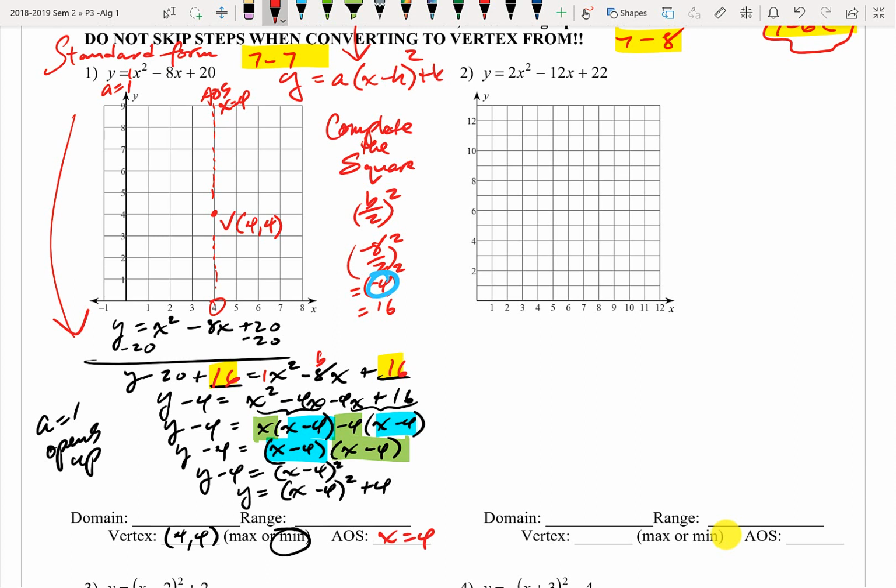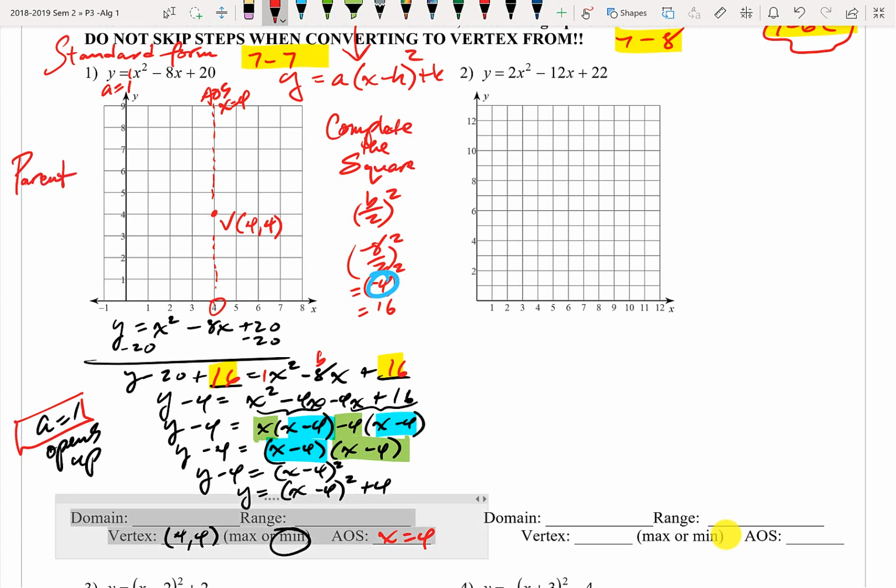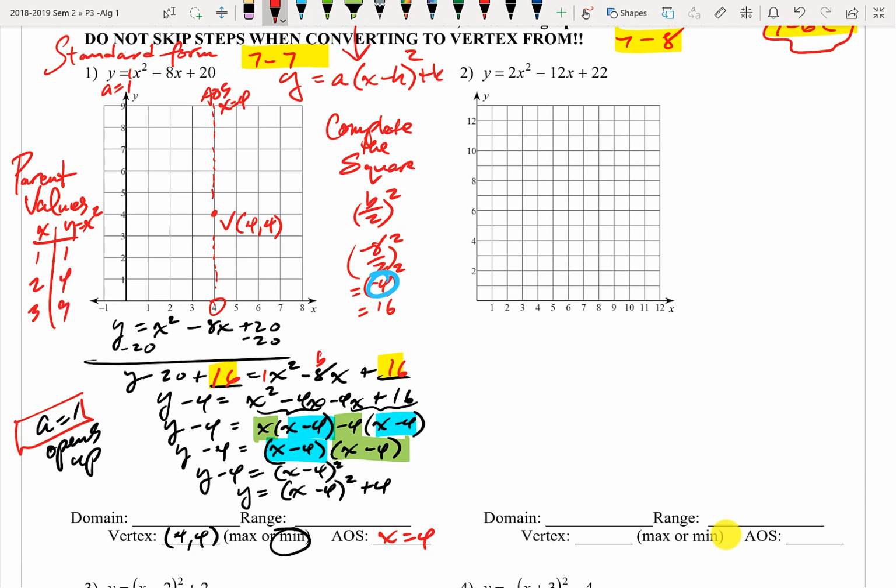And then use your parent values for a equals 1. The parent values, for the parent function a equals 1x squared, look like this. So we have 1, 2, 3. The parent function is y equals x squared, so you got to square these. 1, 1, 2 comma 4, 2 squared is 4, 3 squared is 9. So I got to go right 1, up 1, and then reflect. Right 2, up 4, and then reflect.